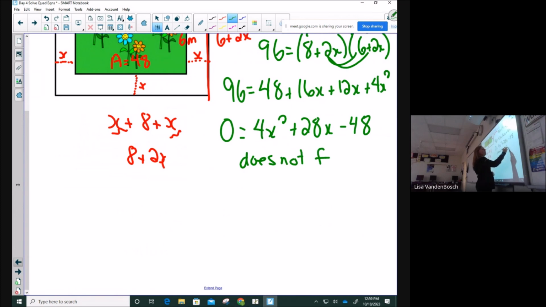I like the fact that we tried it though. So go ahead and do the quadratic formula. Are we okay if we just end the lesson right here? Yeah. Okay, you guys can use the quadratic formula on this. I want to hand out homework.